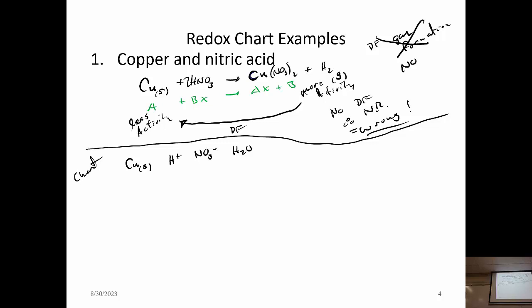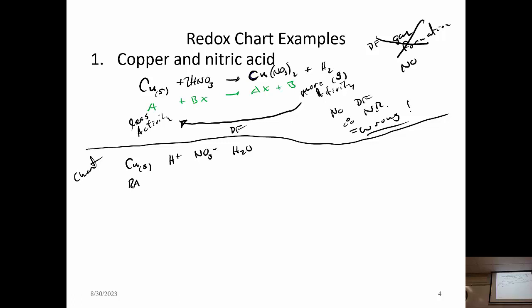Both? Actually, I only see it on one side. Which side? The right side. It's only on the left side is copper 2. Copper 2 ion and copper are different. And so this is what we call an RA. RA stands for reducing agent or reducer. So copper is a reducer.